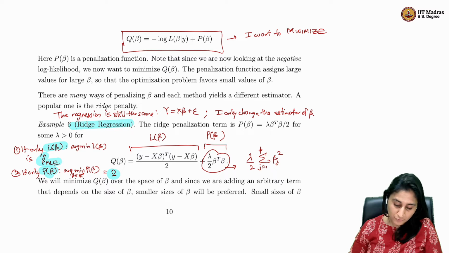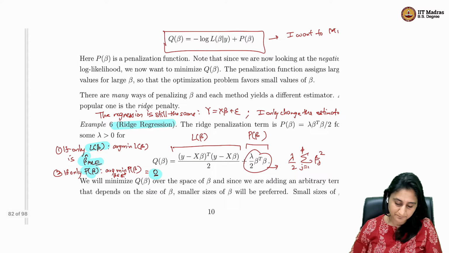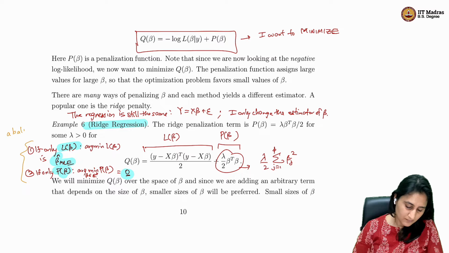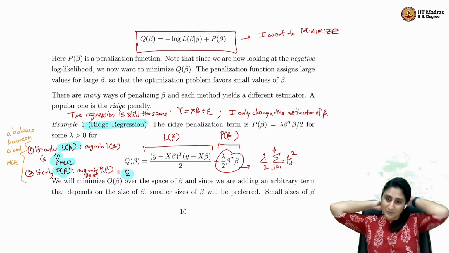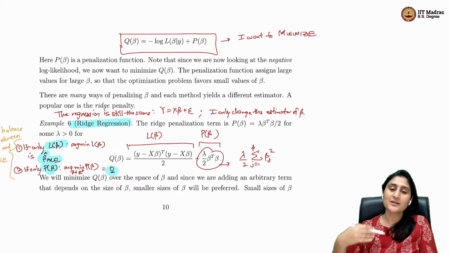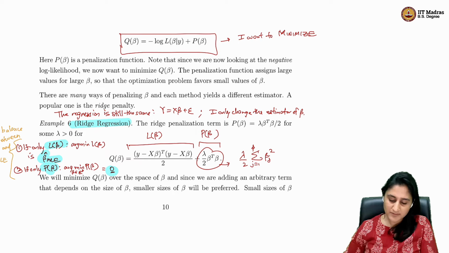So the solution to Q beta is basically going to be a balance between 0 and MLE. That's really what this is trying to do. Right? So our goal now is to minimize Q beta over the space of betas. And since we're adding an arbitrary term over here that depends on beta, smaller values of beta will be preferred. That's basically the idea.